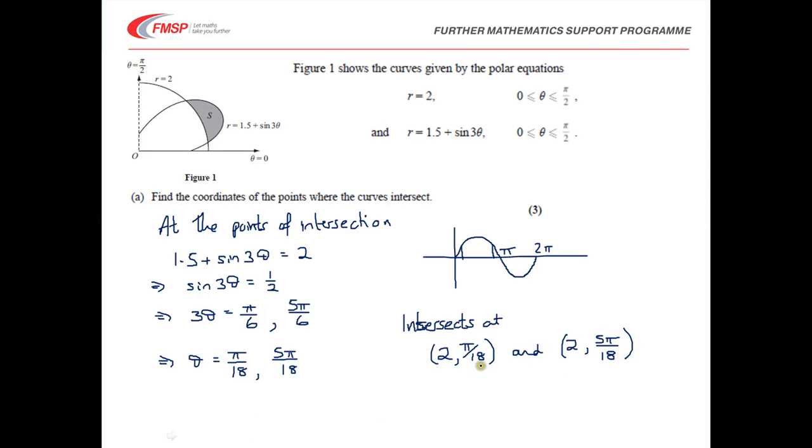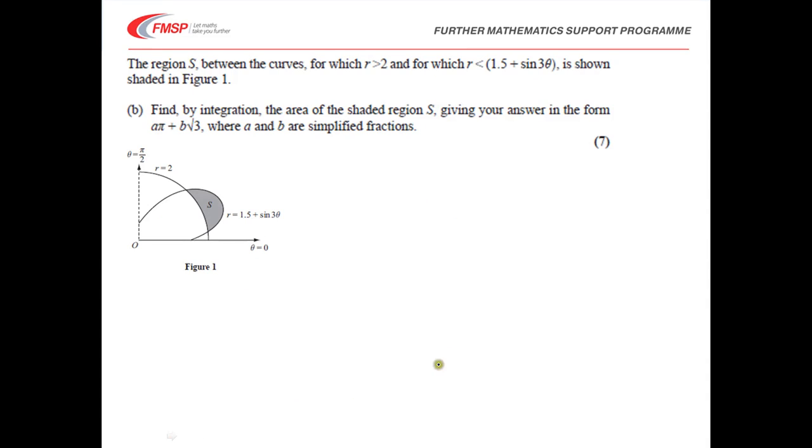Okay, just looking at the diagram, I need values between 0 and pi over 2, and I've got values between 0 and pi over 2. Very simple check that's worth doing. Okay, the next thing is to find the area.